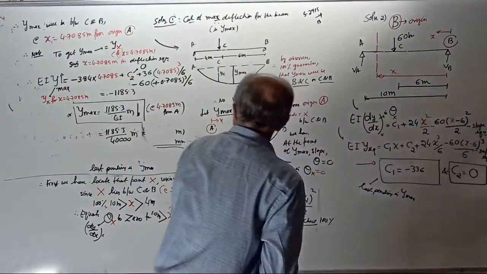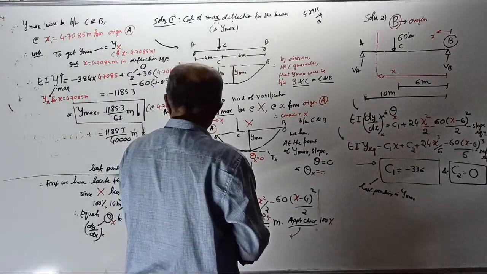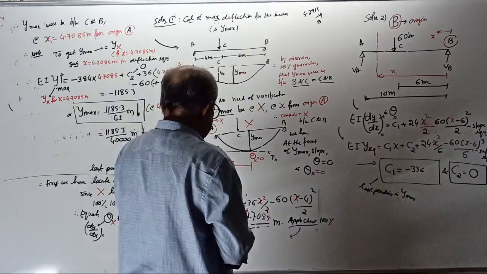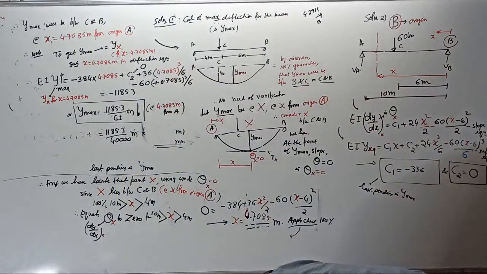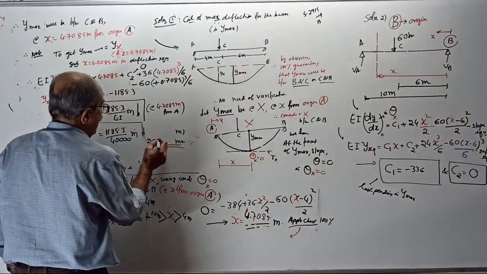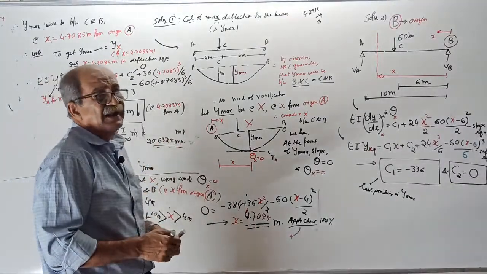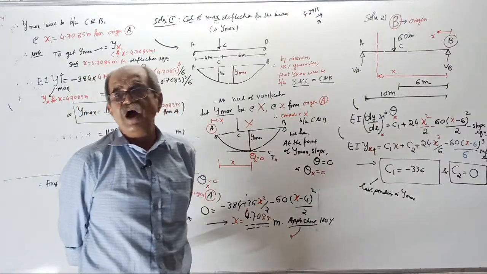1185.3 divided by 40,000 into 1000. Is it 20.63? 20.6325 millimeter. Remember, if it is an RCC beam, you require short-term deflection and long-term deflection.